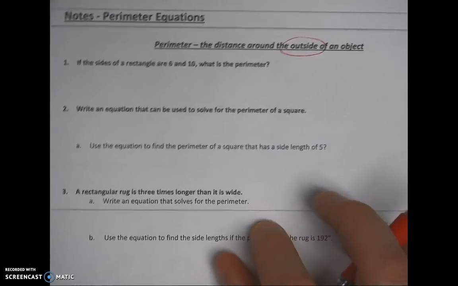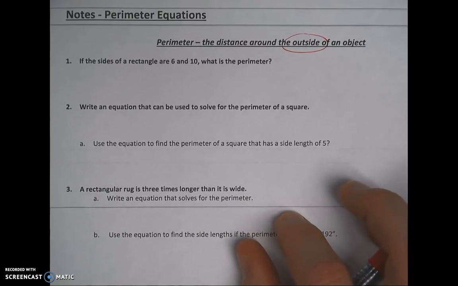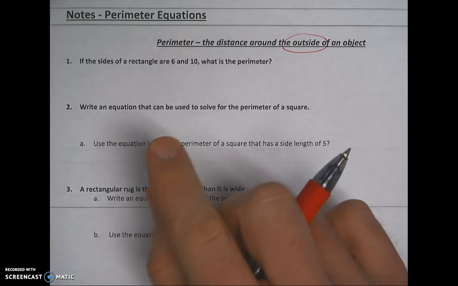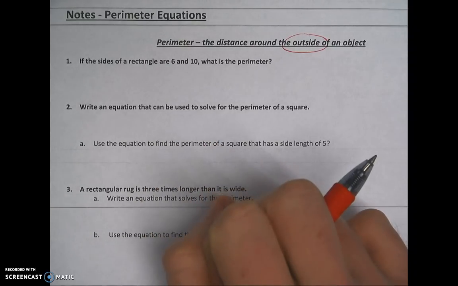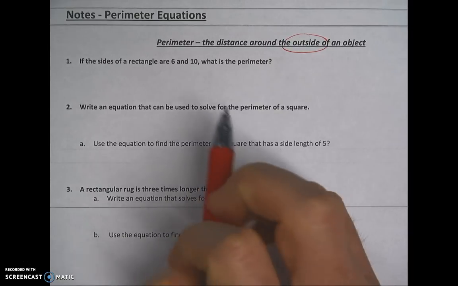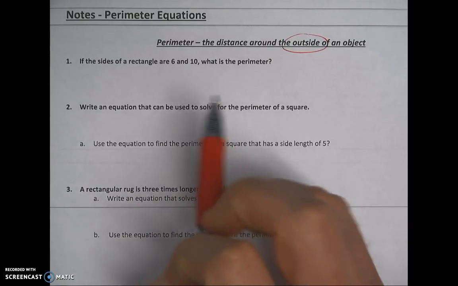So if the sides of a rectangle are 6 and 10, what's the perimeter? So one mistake answer would be to say 60. If you multiplied the 6 and the 10 and you got 60, that's the area. So we don't want area. Area is the space on the inside of the shape. So perimeter would be outside. You've got to add them all up.